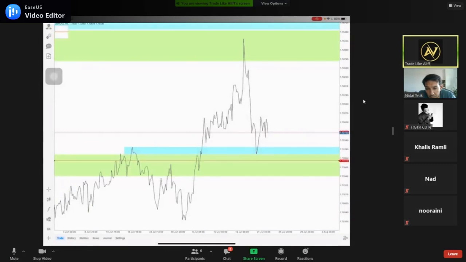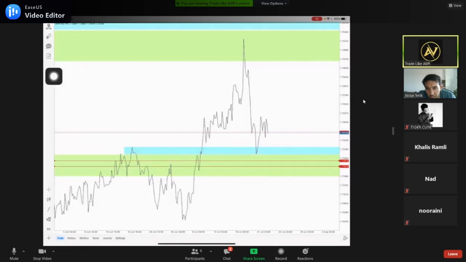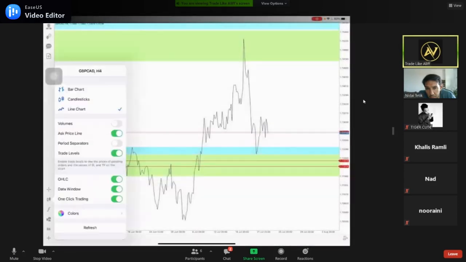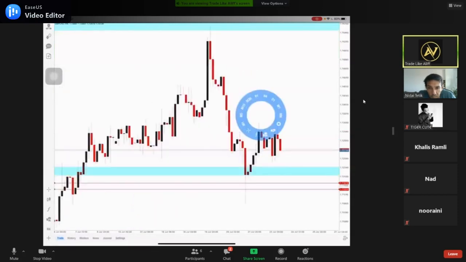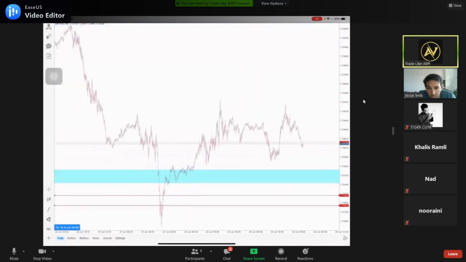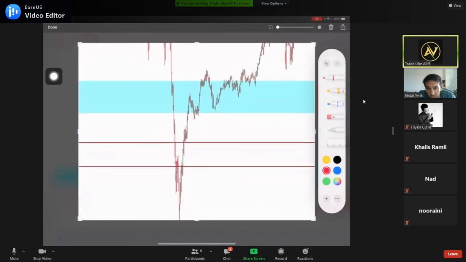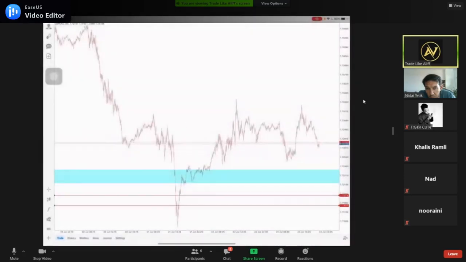Put one here, one here. Okay, one here, one here. Those both are big movements. Entry. You can entry. For me, I just entry and I respect my 20 pip SL. Let's say here is 30 pips.